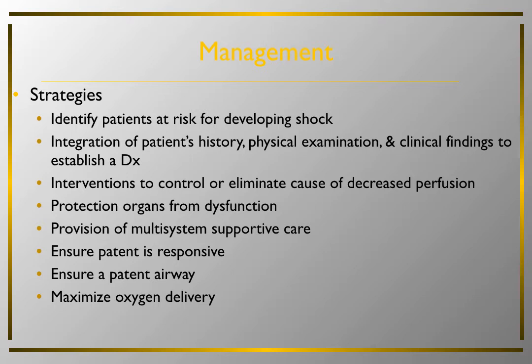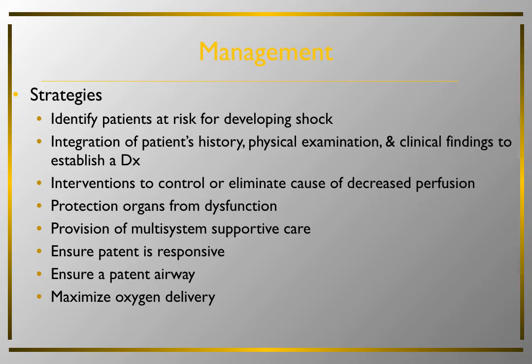So some management strategies that are essential here are to identify the patient at risk for developing shock. Of course, integration of the patient's history, physical exam, and clinical findings to establish a diagnosis. Why is this happening? And also, what are we going to do about it? So interventions to control or eliminate the cause of this decreased perfusion. That would be maybe giving vasopressors, fluids, albumin, whatever it may be, or even antibiotics.